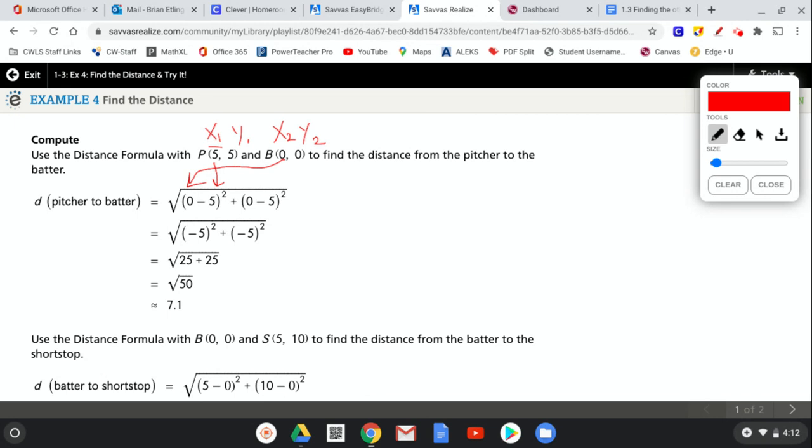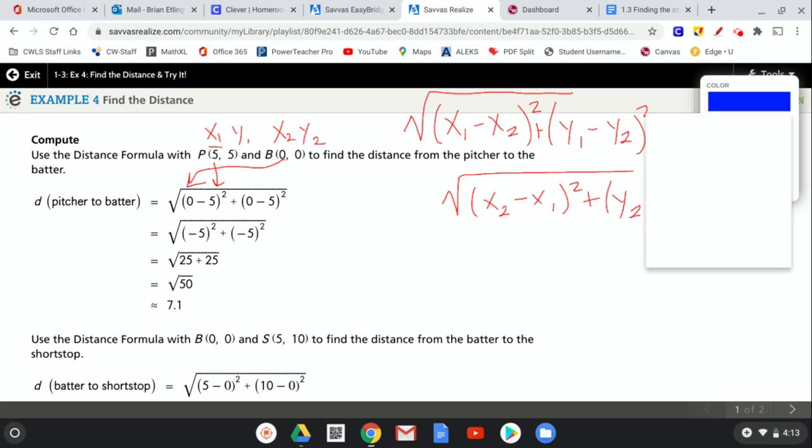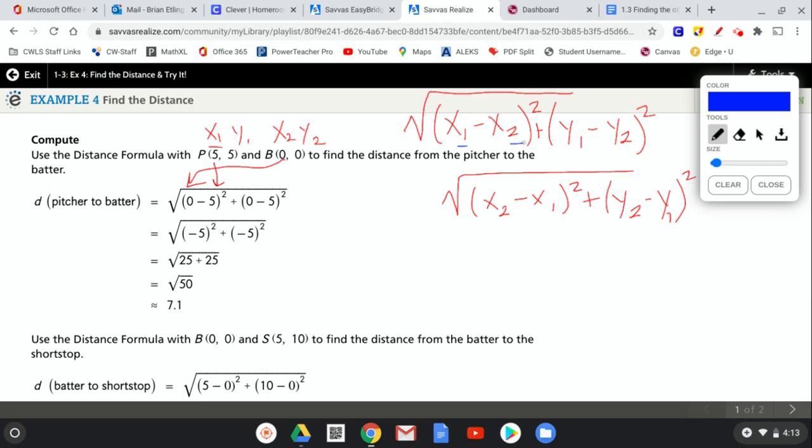And guys, this is where I'll tell you this. Sometimes we have the formula written as x1 minus x2 squared plus y1 minus y2 squared. It can be written like that, or it can be written like this: x2 minus x1 squared plus y2 minus y1 squared. Either way is fine. As you can see, all I did was I reversed the 1s and the 2s, okay? That's all that happened here. This way goes 2, then 1, 2, then 1. It doesn't matter. Either one is fine.